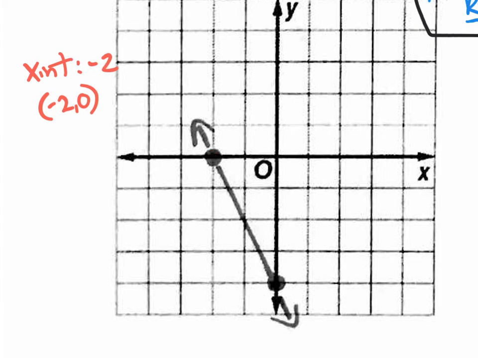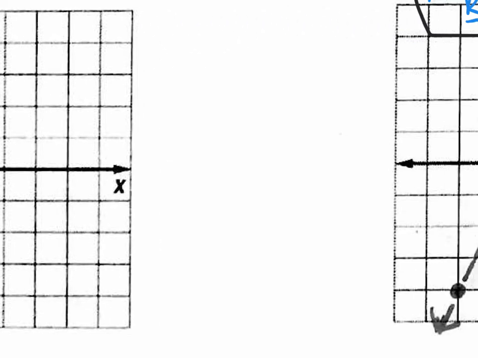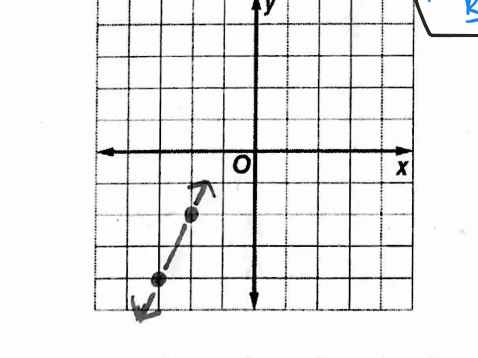What's the y-intercept? Negative 4. Y-int is negative 4. Or you could write it as a coordinate, 0, negative 4. Okay? Let's move on. Let's try another one. Oh, here's an interesting one. What's the x-intercept on this one?